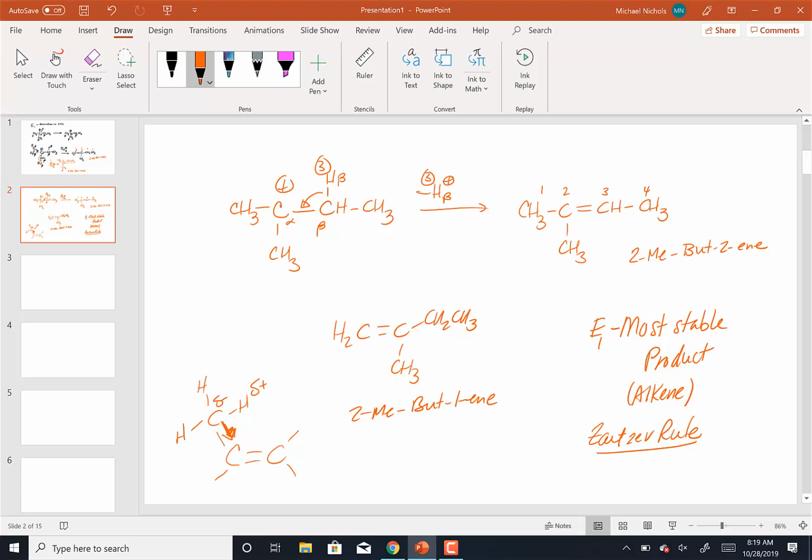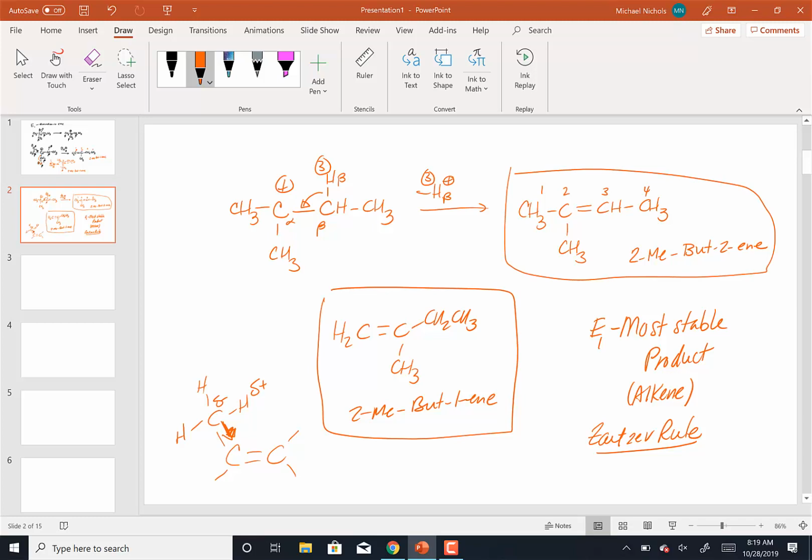So in this case, does that make sense? Well, we need to test that out. So here's product A and here's product B. Tell me which one of those two is the more stable product, which means it is the more substituted product.